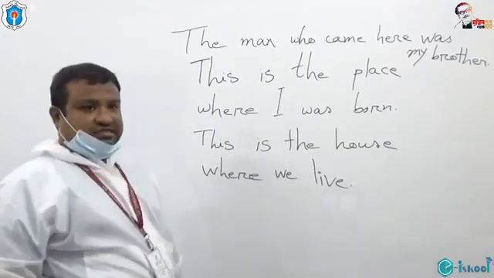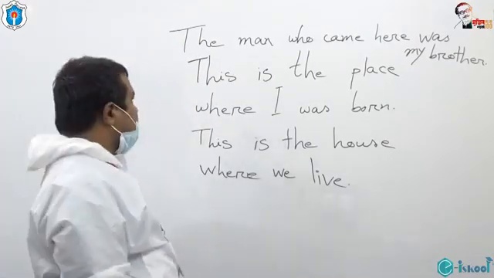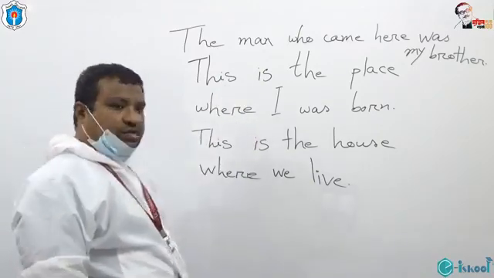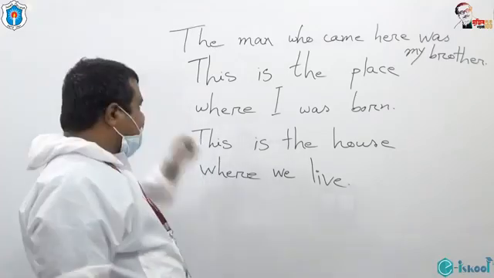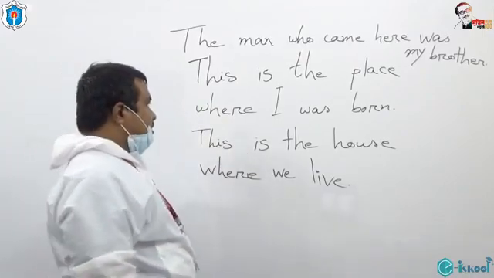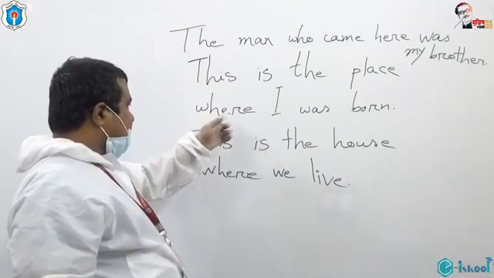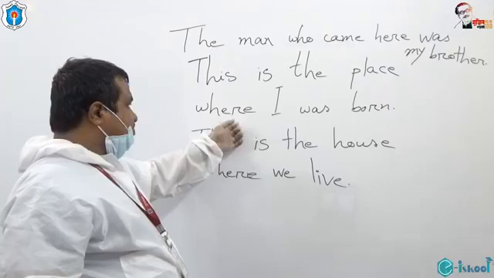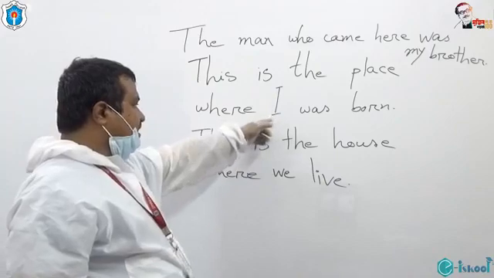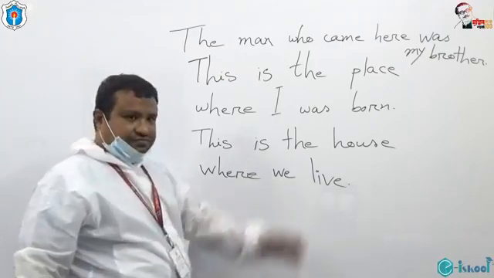So the three sentences. The man who came here was my brother. This is the place where I was born. This is the house where we live. Let's focus on the second and third sentence at first. In the second sentence, if the incomplete part stops after where, then we complete it with a full sentence, like where I was born or where we live.